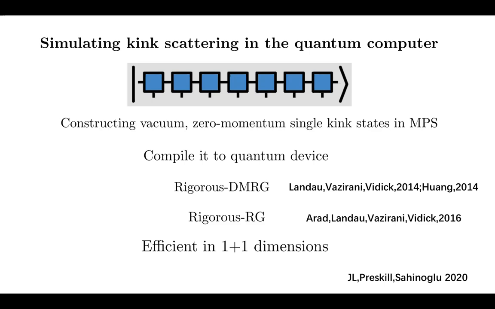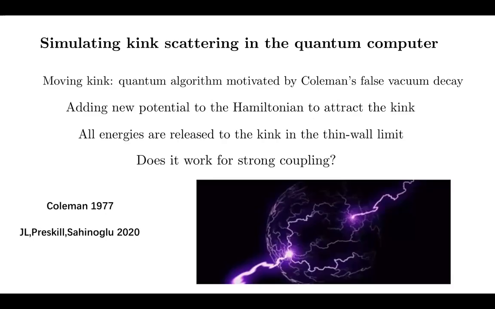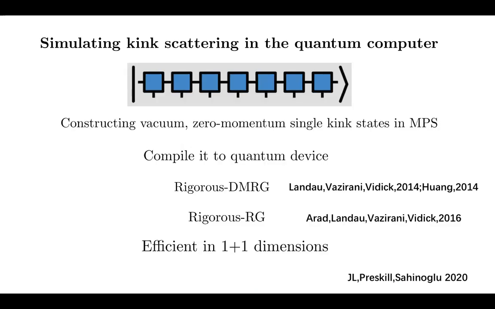There are some further methods for preparing those states, but I don't have time to discuss. A specific method is some energy filtering method that could directly give you some kink state with momentum. It is given by combining some rigorous DMRG algorithm and some energy filtering algorithm designed by some quantum information scientists. But here specifically, I want to describe another interesting algorithm that is motivated by physics itself that could make the kink move.